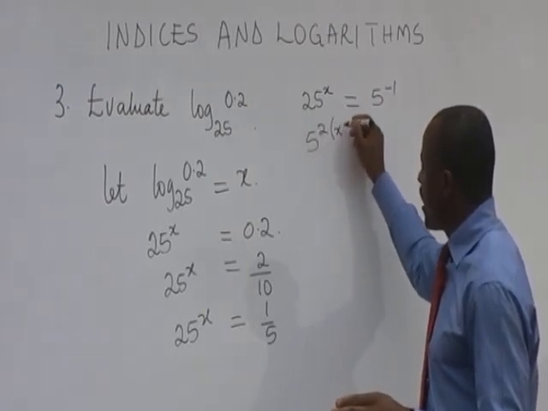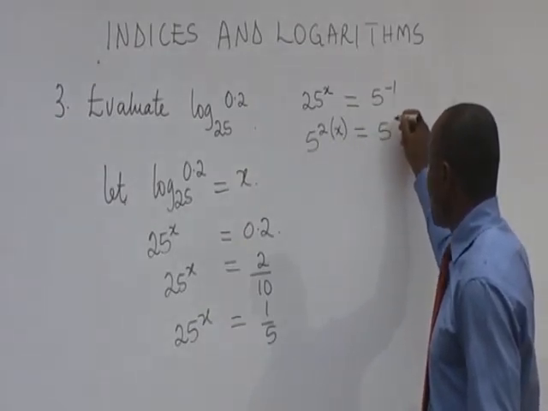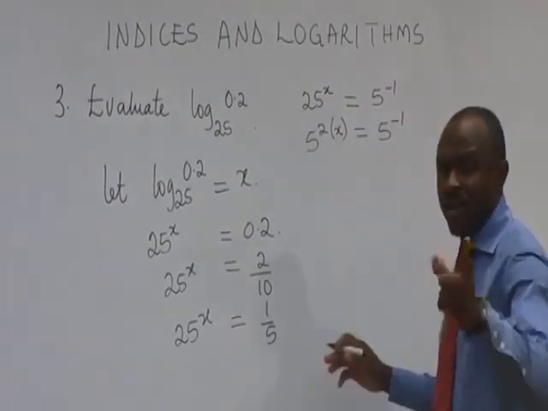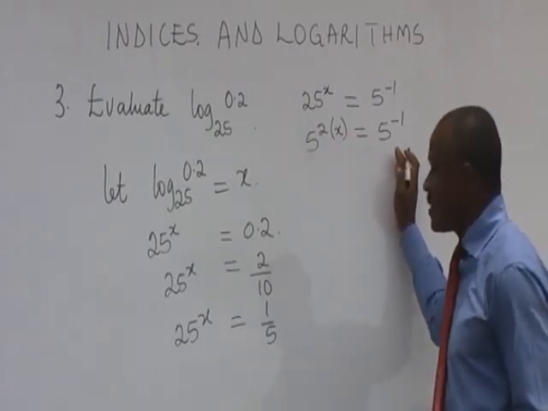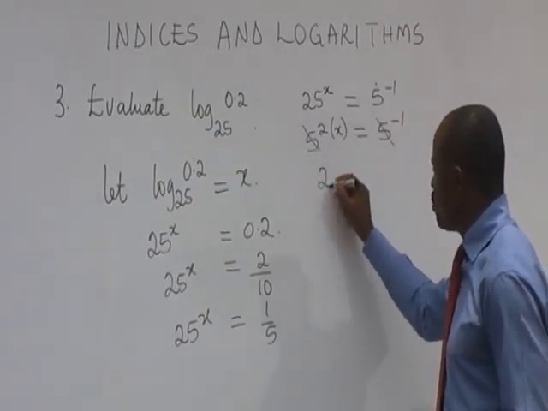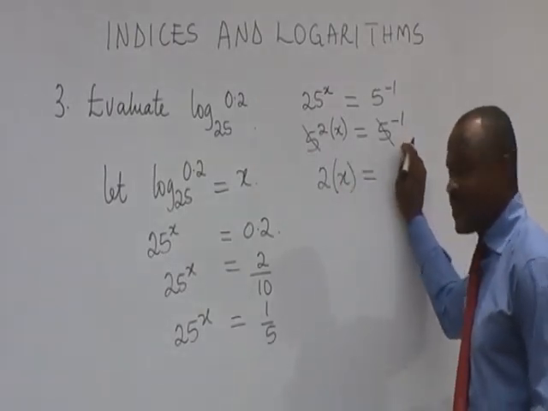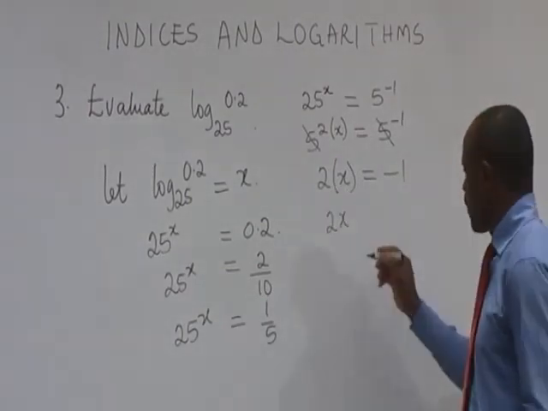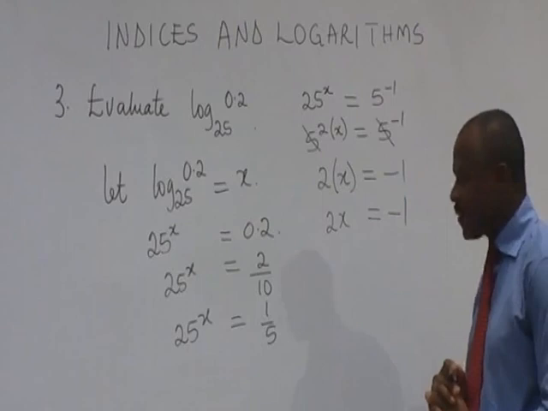Now bring into the bracket the already existing exponent of x. It's going to be equal to what you have on the right hand side of the equation, which is 5 exponent minus 1. Now you have established the same base on the left hand side and also on the right hand side. You can do away with the bases and equate the index. The index on the left hand side is 2 into x, while the index on the right hand side is minus 1. Remove this bracket by multiplying 2 and x. It's going to be equal to what you have already existing on the right hand side of the equation.